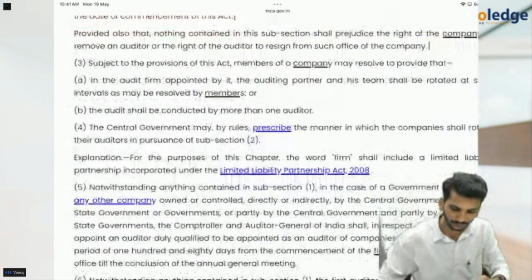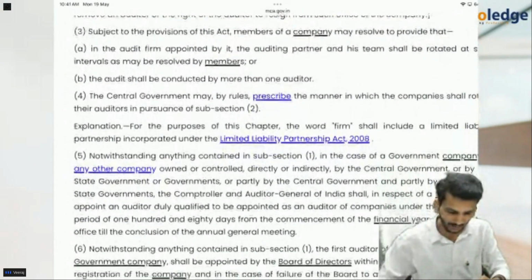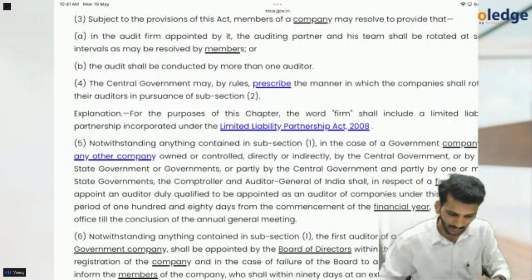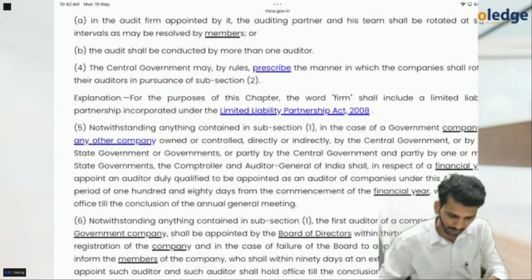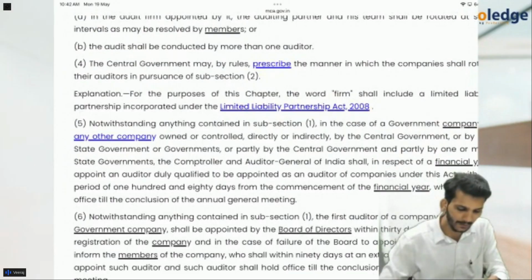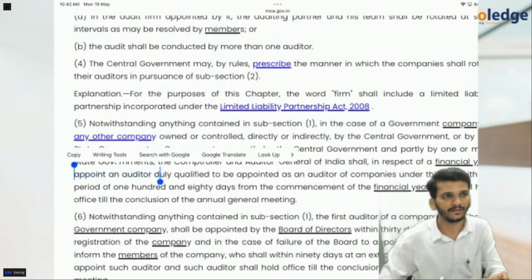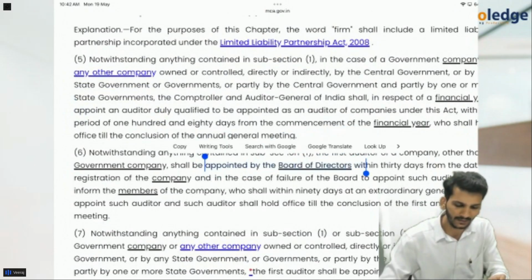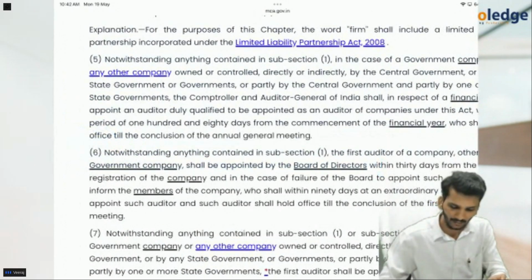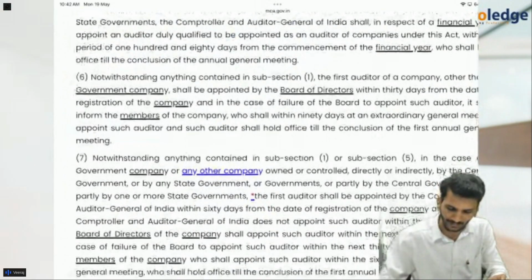After that, there is 139(5). Under 139(5) also, they have given appointment related provisions only. Where is it given? Can somebody point it out? Appointment of auditor again only. 139(5). Come to 139(6). Again, appointment by board of directors other than government company. They have given something here. Come to 139(7). Again, it is also related to appointment.